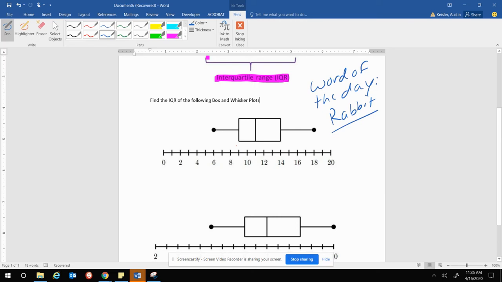All right, so this first one says find the IQR of the following box and whisker plot. So I'm doing exactly what we just said. I'm looking for my upper quartile, or Q3, which is right there, and my first quartile, which is right there. I'm going to look and see where those numbers are. Well, my third quartile is on 14, my first quartile is on 9, and we know that range means to subtract. So I'm doing 14 minus 9, and we know that 14 minus 9 is 5. So 5 is my answer for that first one.